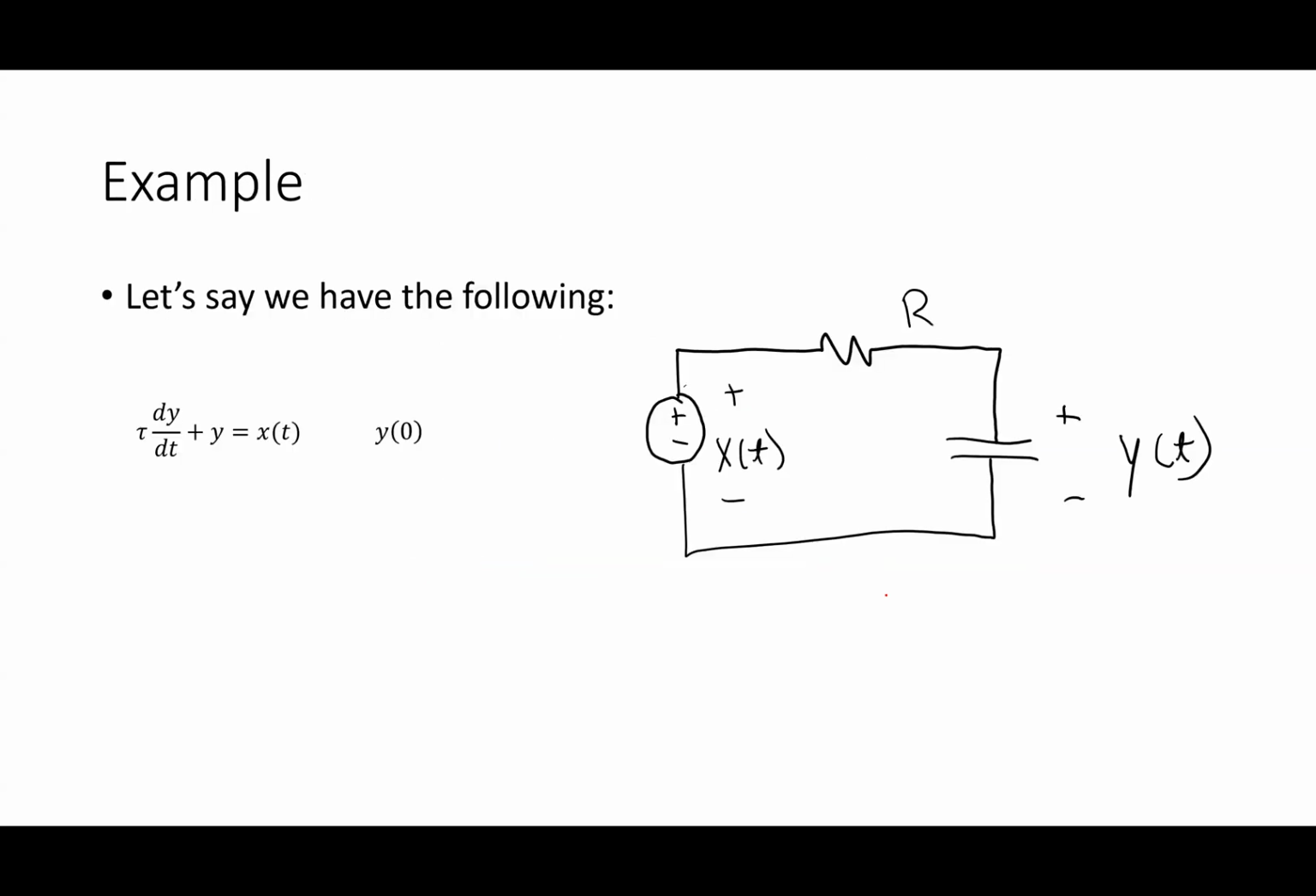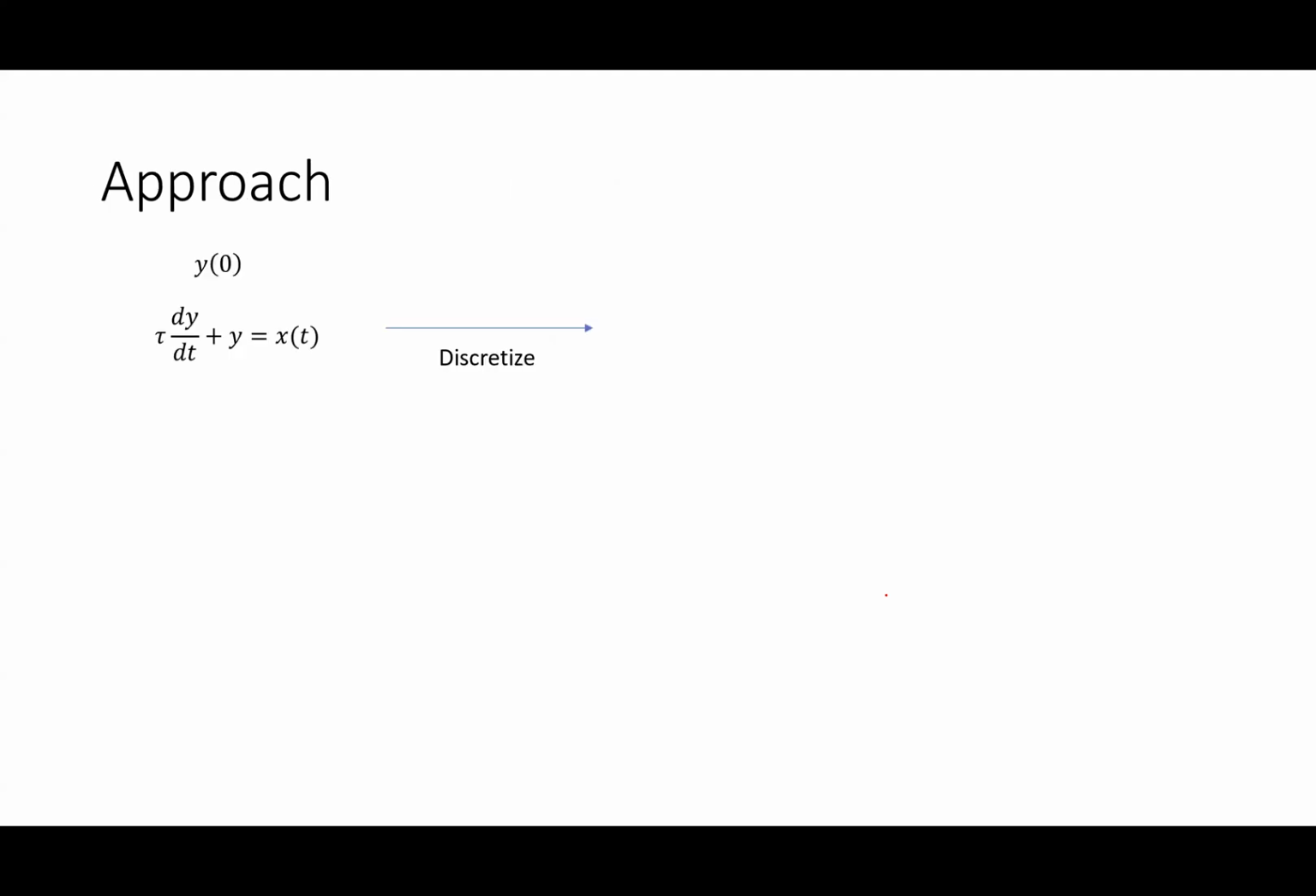I want to use that in this context. Let's say I've got a differential equation like this. So basically an RC circuit of some kind, I get a differential equation that looks like that. Tau times dy by dt plus y equals x of t. And I'm given some initial condition. I'm given that value, y of 0. I always have to be given that value in a differential equation to be able to solve it. Okay? If I'm given that, how would I approach this?